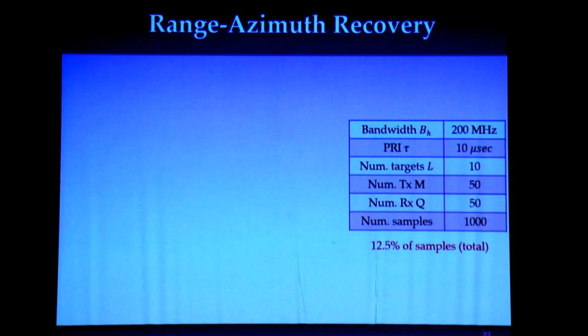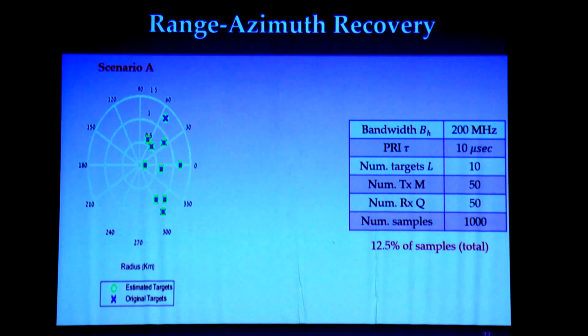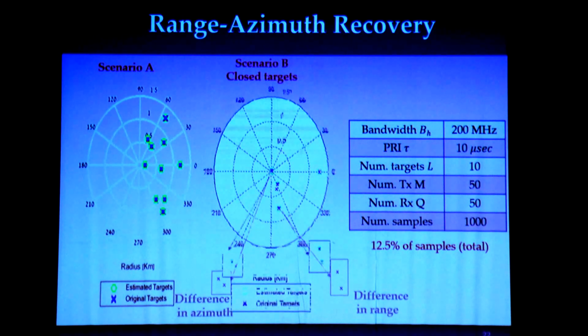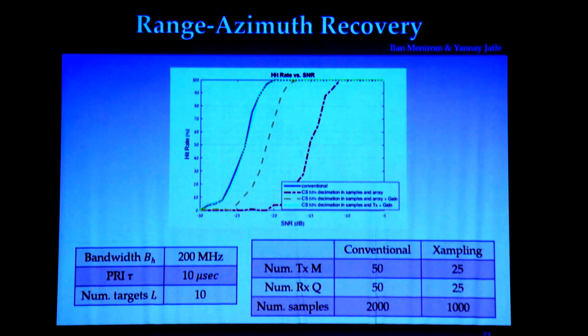The last slides are a few simulations. In the first simulation, we have 10 targets, and we can recover all of them using half the number of receiving elements, transmitting elements, and samples. Let's look at a more difficult scenario with close targets both in azimuth and in range, and we're also able to recover them even though the targets are close. All of this is done at 12.5% of the number of samples compared to the total Nyquist.